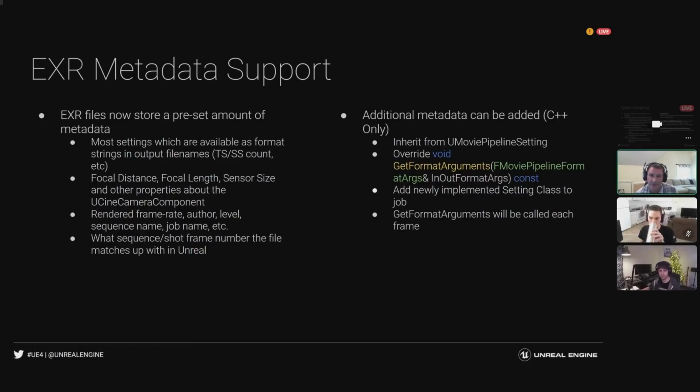Yeah, so as Matt was mentioning, the EXR improvements have been updated quite a bit with 4.26. And so we're currently able to store a lot more of the metadata into the EXRs for various purposes. So you'll see things, and probably in a later demo, I can show some of that in the live demo, but you can gather the focal distance and focal length and sensor size and certain properties of the camera that you're rendering from. You can get like the author's name, the frame rate, and the level it was rendered.